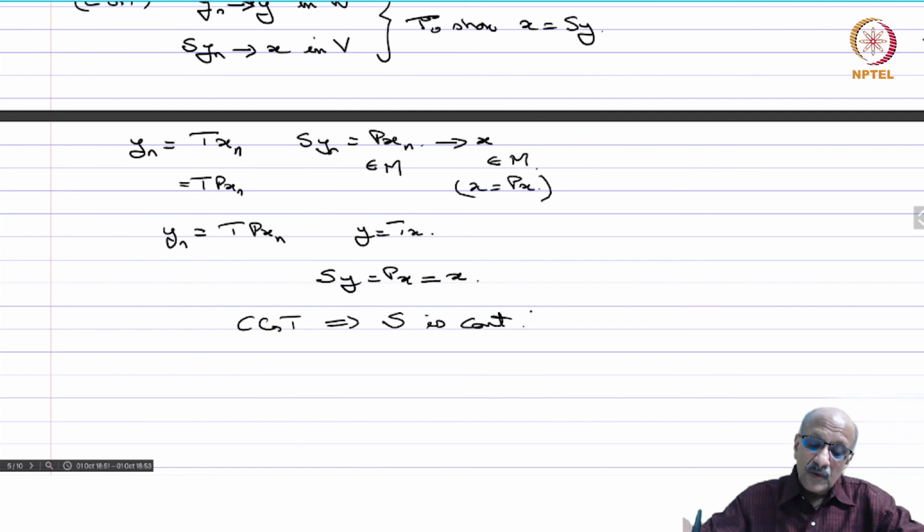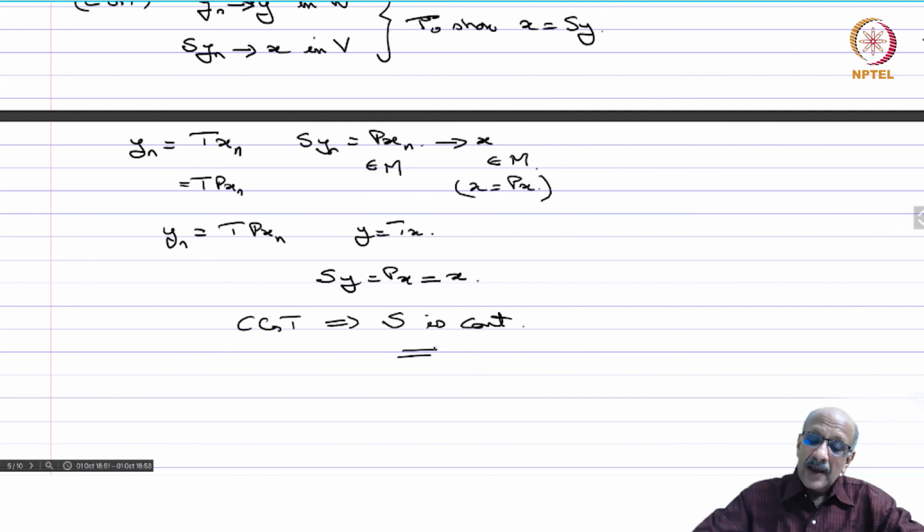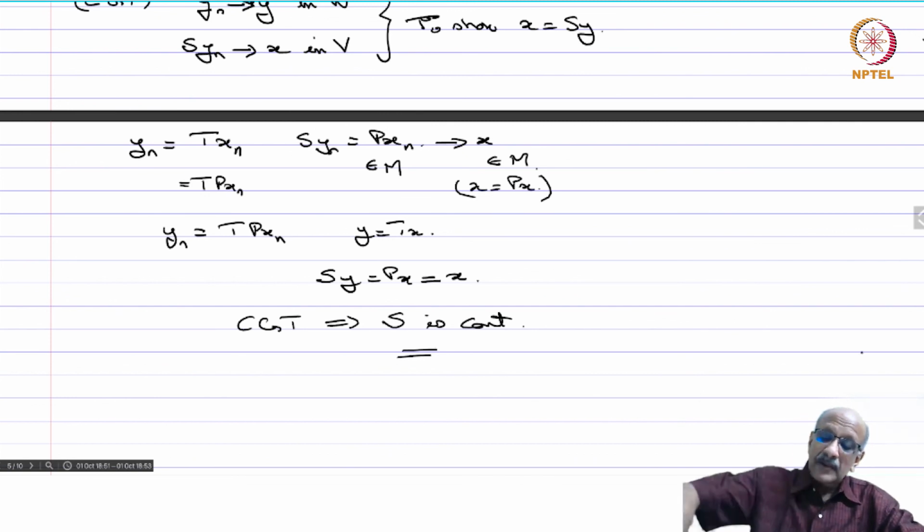Okay, so the next thing we will do will be to look at the adjoint of an operator, and since with very little extra cost we can do it in a more general setting, we will take that up next.